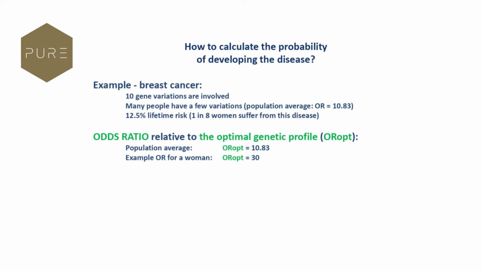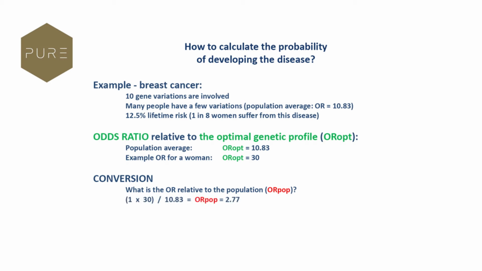Then we take a woman, she has a lot of genetic variations, and her odds ratio is much higher, so it's 30. So the general population has 10, and the woman has 30 compared to the optimal genes. But as I said, hardly any people have the optimal genes. The general population has some genetic variations. So now you can do a conversion. What is the odds ratio relative to the population?